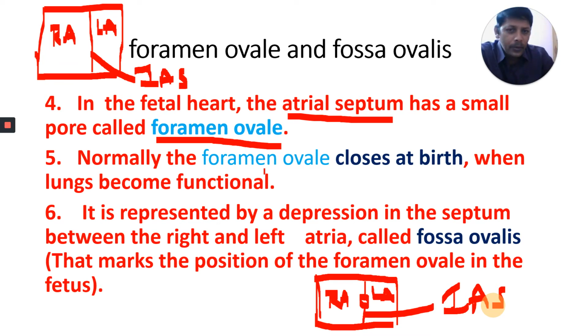Normally, the foramen ovale closes at birth, at the time when our lungs become functional. Before birth, our lungs were not functional. At that time, the mother used to supply oxygen to the fetus. But at the time of birth, the baby's lungs start working, and at that time this foramen ovale closes.